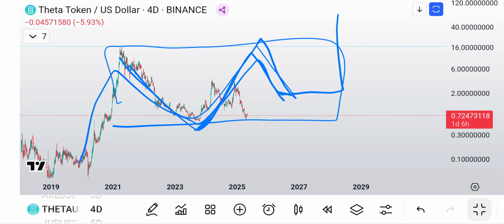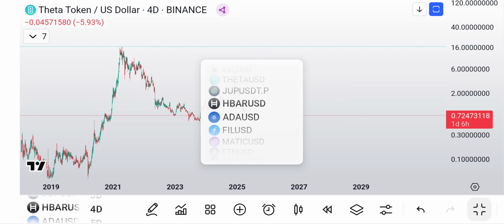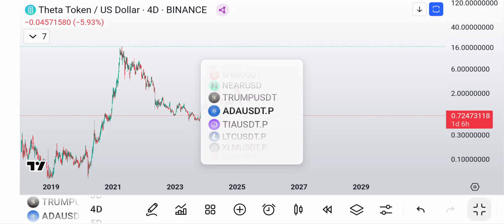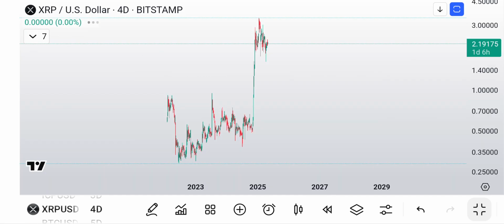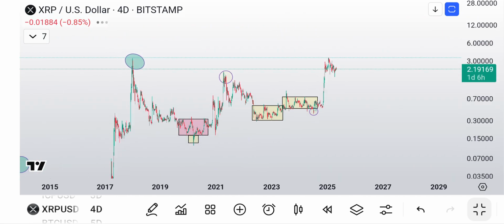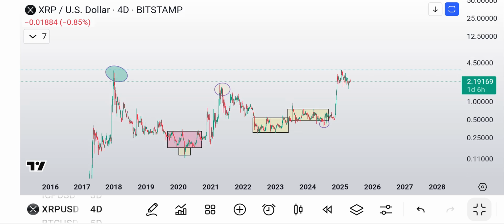Same type of structure XRP has. Basically a cup and a handle. You could see that really clearly, that same structure in XRP, but that's not the exciting part. You guys already know that part. The exciting part is when we zoom in to Theta. But before I do that, you can see right here, the same type of cup and handle, the same type of rise, crash, retrace, reaccumulation, sideways.